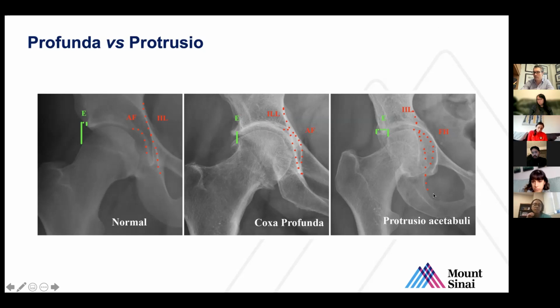Does that make sense? So protrusio and profunda were described, and historically, when people said protrusio or profunda, they would automatically equate it to pincer. That was one of the terms they would use almost for pincer, but we do know you can have protrusio or profunda without a deep socket, without pincer. So that's what I'm saying. Don't equate the two. You can have one without the other. Those are the definitions of profunda and protrusio.